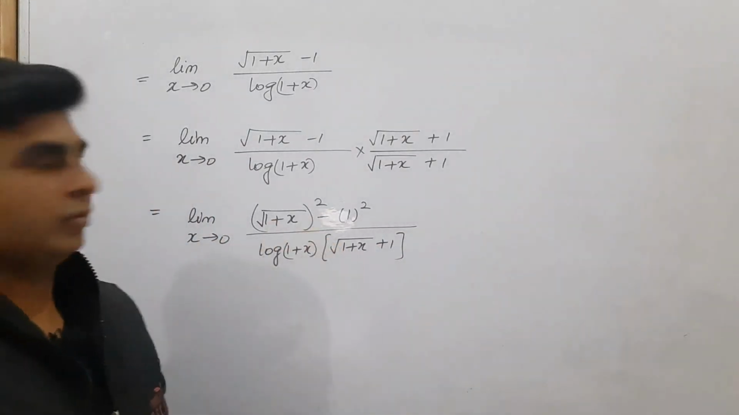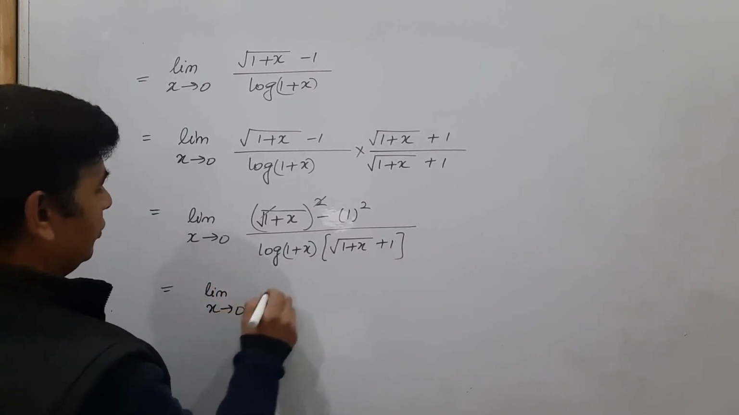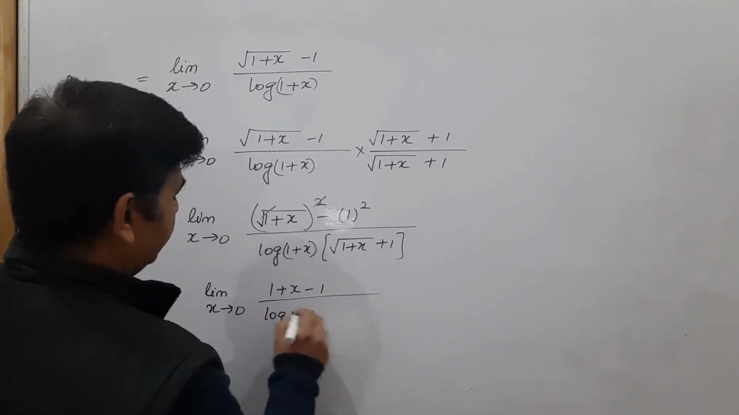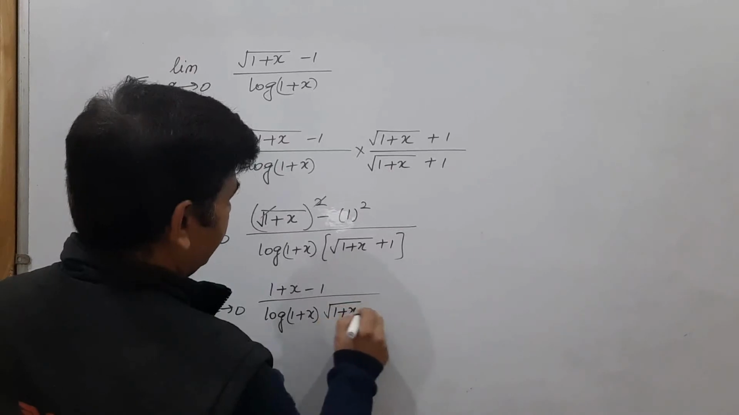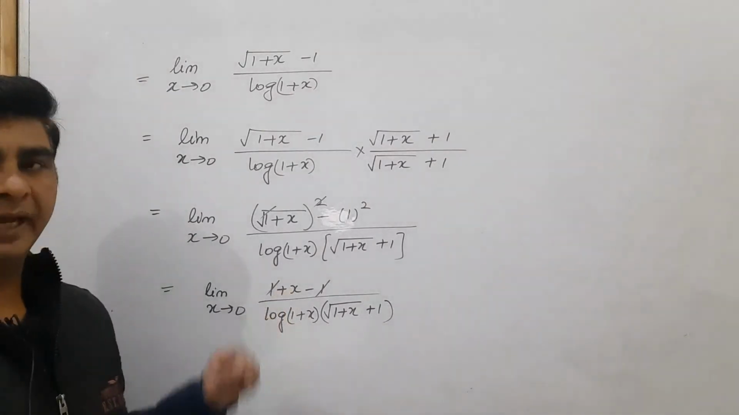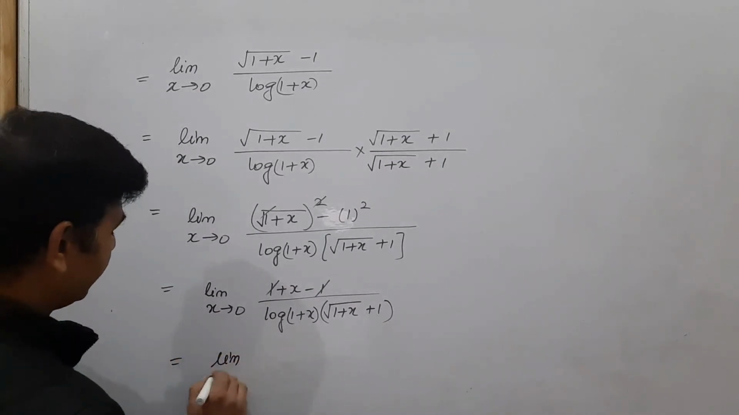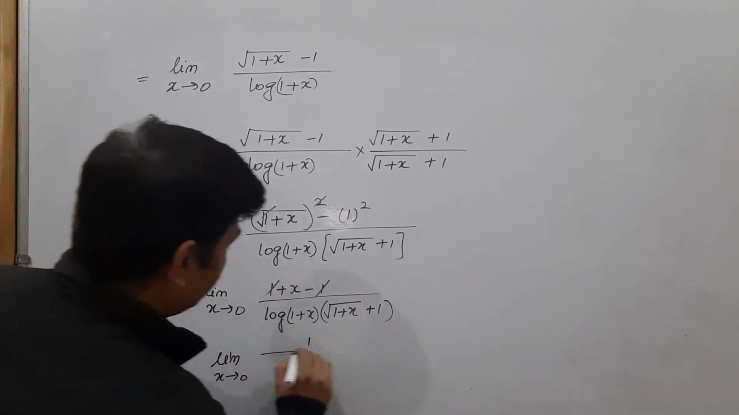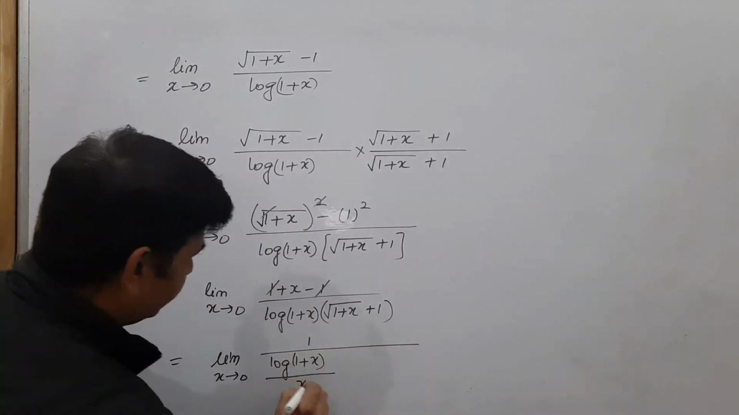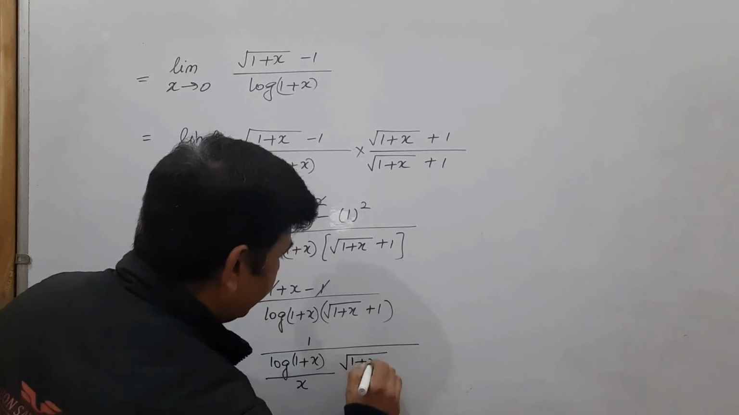Now this is a square minus b square, this cancels out and can be written as limit x approaches to 0 of 1 plus x minus 1 upon log of 1 plus x times square root of 1 plus x plus 1. 1 से 1 कैंसिल होगा बच्चों, और देखिए जो नोमिनेटर में x बचा हुआ है, this can be written as: limit x approaches to 0 of 1 upon, this can also be written as log of 1 plus x upon x, क्योंकि ये रेसिप्रोकल होके ऊपर ही जा सकता है. This is your square root of 1 plus x plus 1.